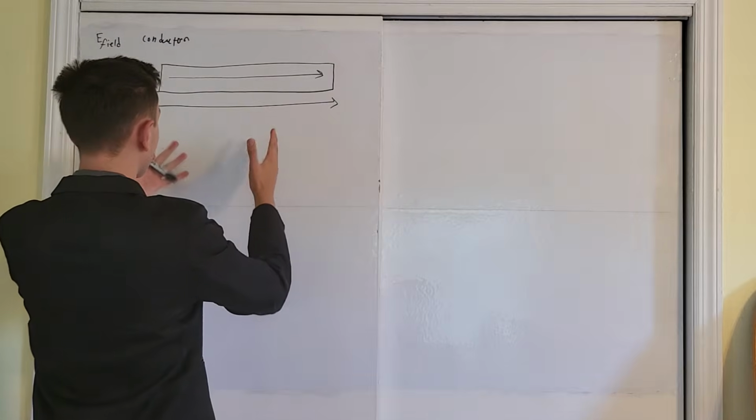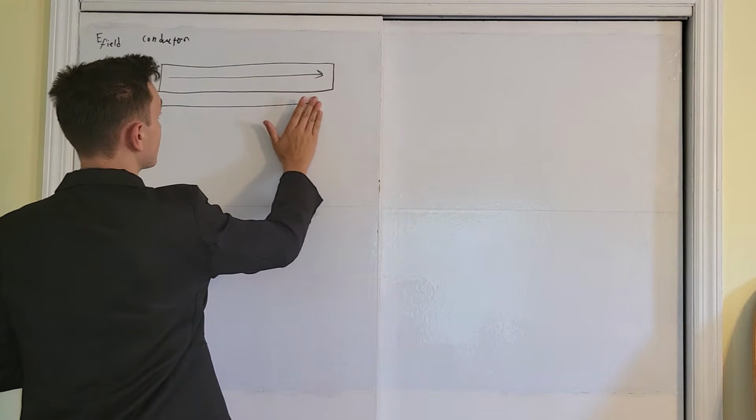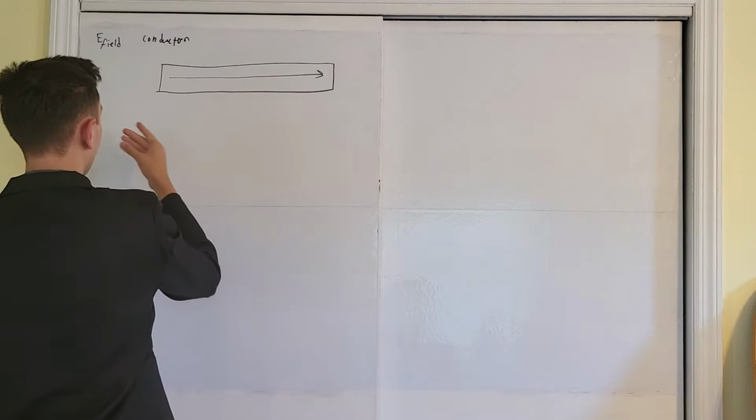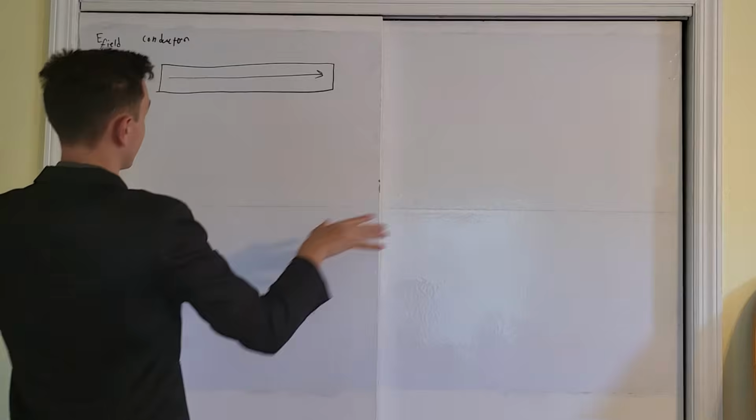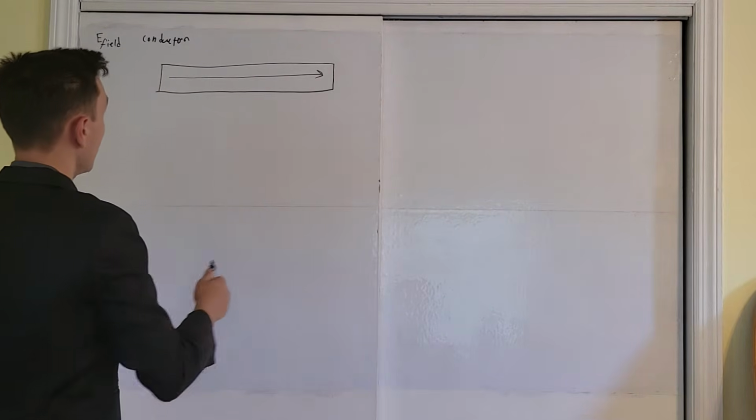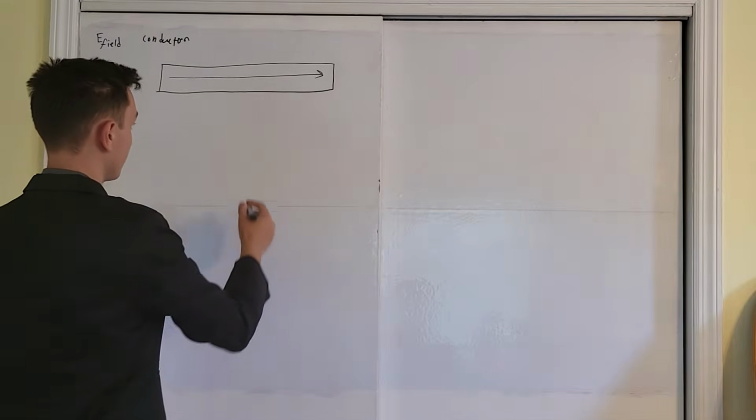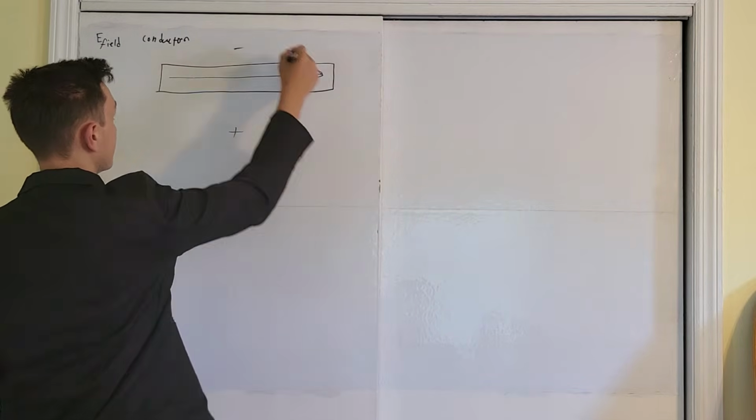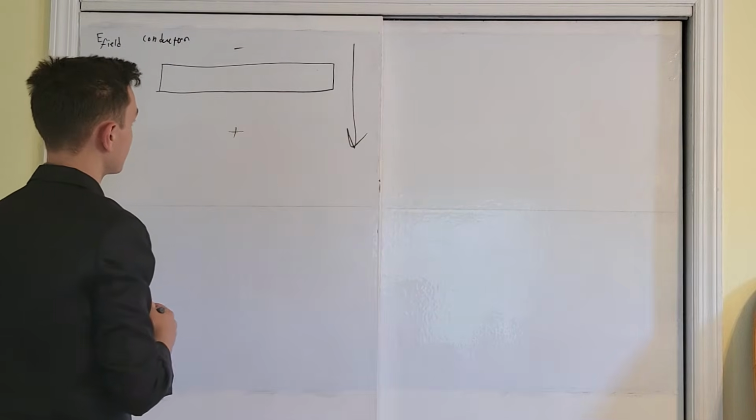So if there is an electric field acting on this conductor and the conductor is isolated, meaning there is nowhere for charges to flow, this is literally just a hunk of wire that isn't connected to anything else, how will the charges inside of the conductor respond to, let's say, an electric field that has a vector like this? So how will the charges respond to an electric field like this?